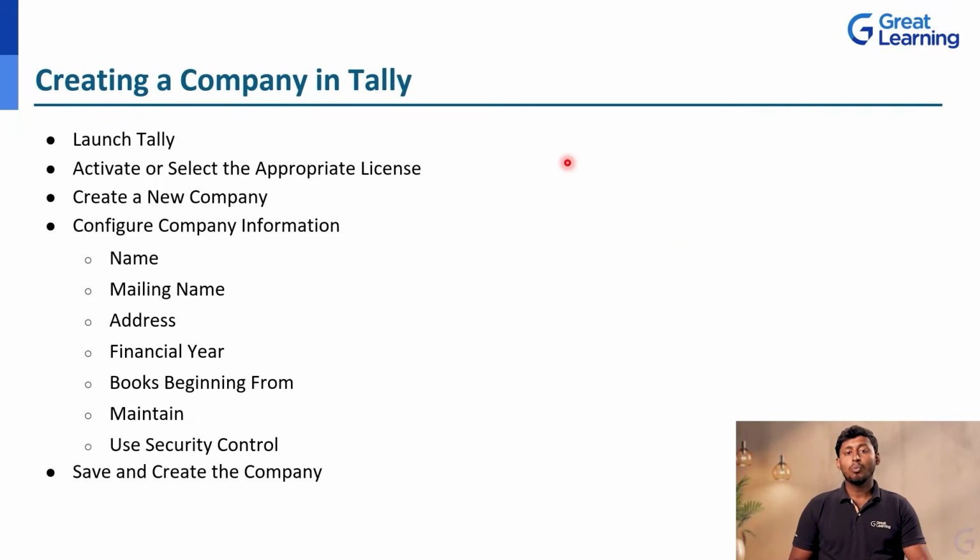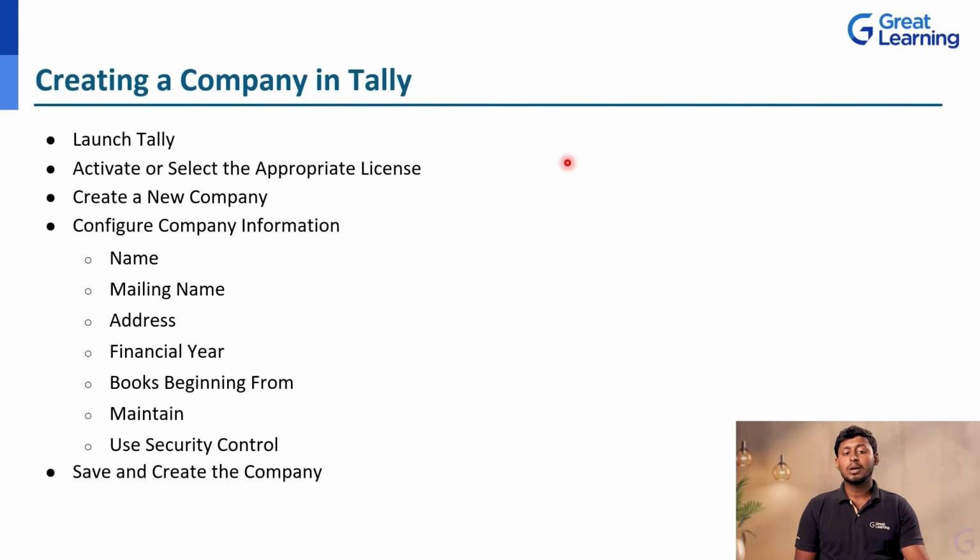So first, once you launch Tally in your system, next you can go and activate the appropriate license; we need to activate the license version, correct? Then you can go for creating a new company, because you need to run the Tally software with a name, either a personal one or an organizational one. For personal, give your personal details; for your organization, give the required organizational details.